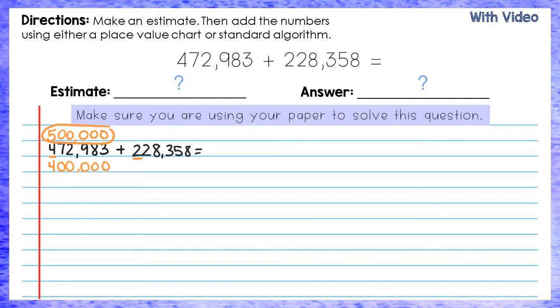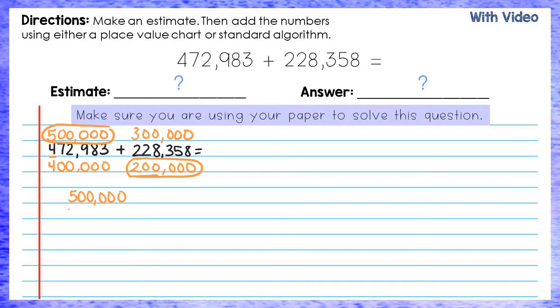Then we're going to look over here and say, all right, let's round to the nearest 100,000. That means we're either going to round down to 200,000 or we're going to round up to 300,000. Well, 228 is closer to 200 than it is to 300, so it will round down. So then I'm going to add these two numbers together.